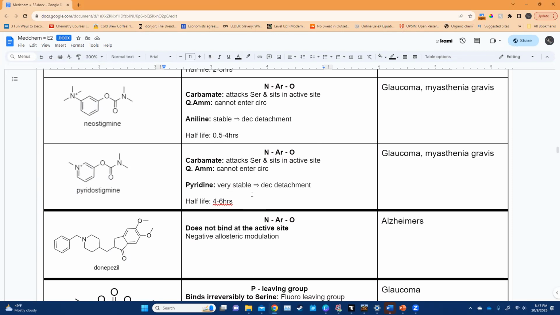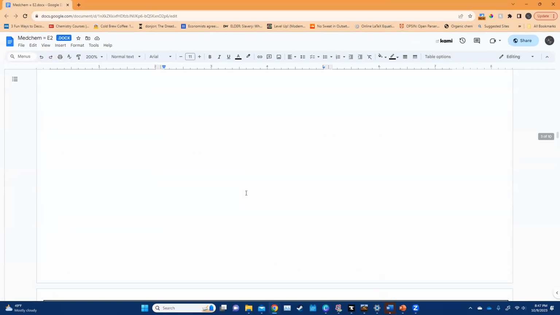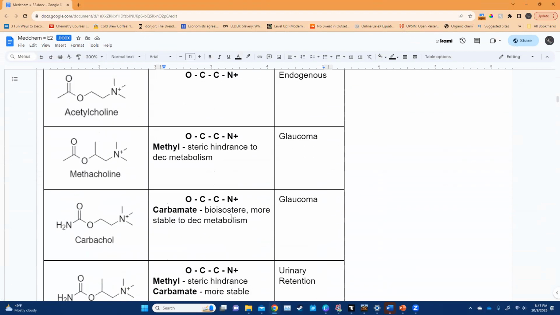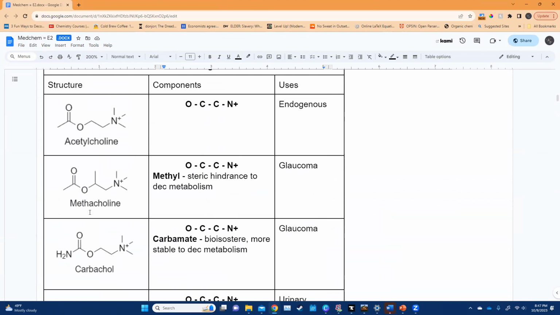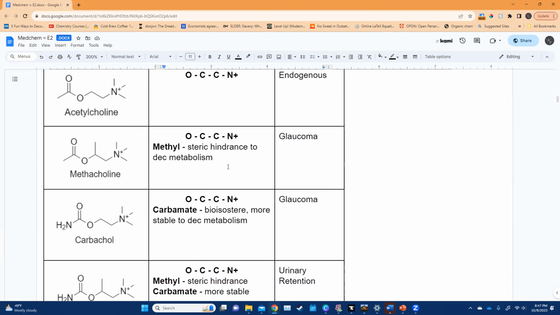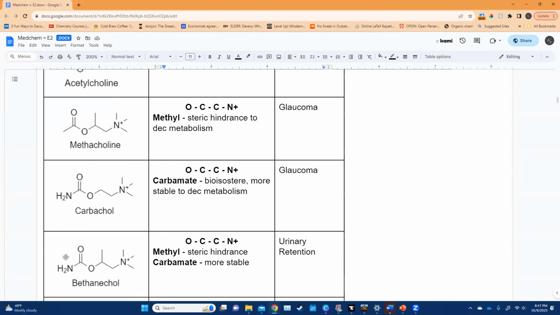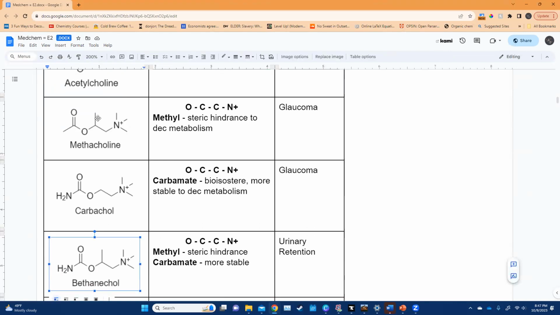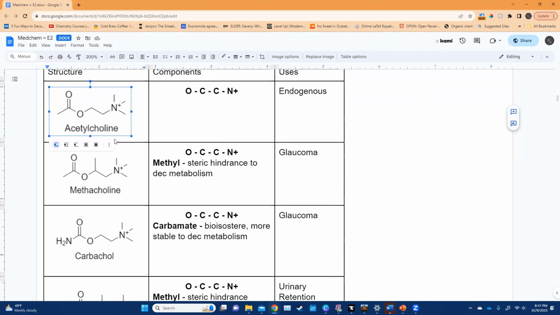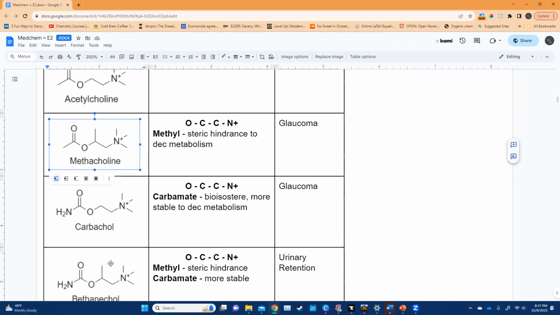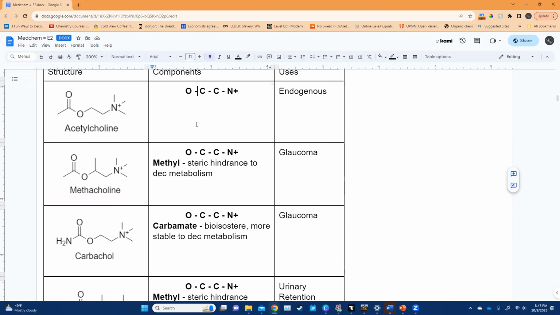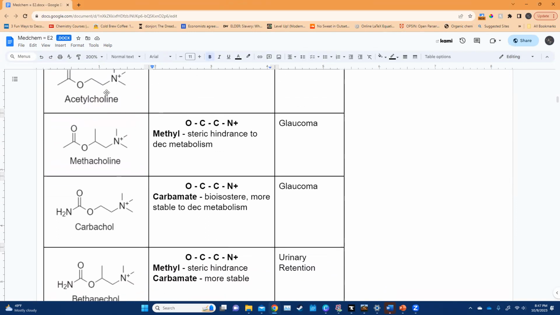He would ask things like comparing acetylcholine to methacholine, which would have the longer half-life. Or he would give you acetylcholine, methacholine, and bethanechol. Actually, let's just say he gives you all four. He gives you these four drugs and says which has the longest half-life, and you would say bethanechol.